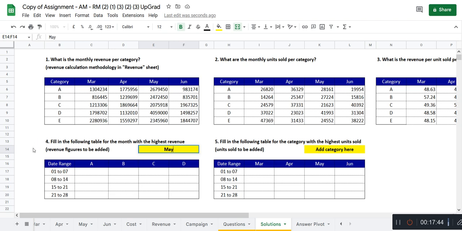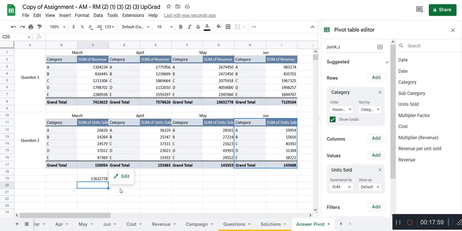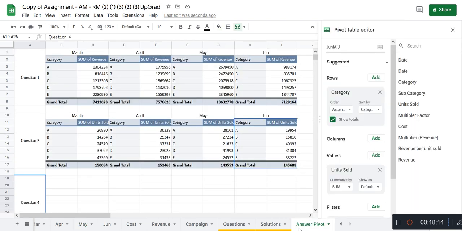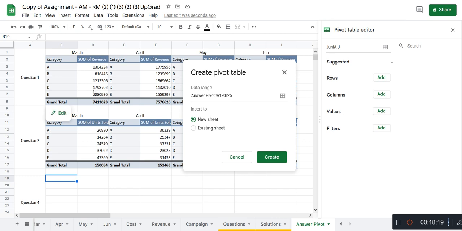Okay, and they have told that we have to fill this particular table for the May month. Okay, so for that also we can create a pivot. Okay, for question number 4 I'll type. So what I'll do, I'll just copy this one, paste here, question number 4. Okay, so basically for the May month only we have to create a pivot. Okay, so I'll go to this particular cell, insert pivot table.